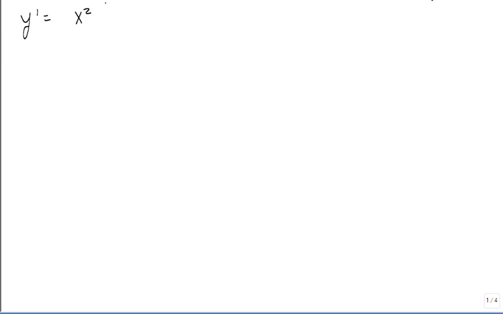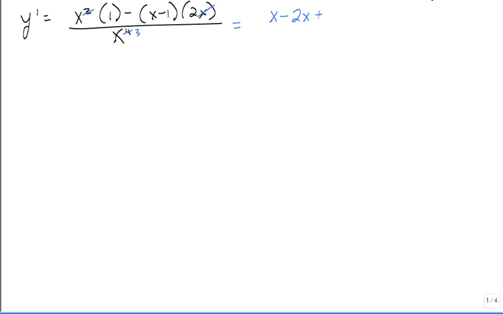I have to use the quotient rule. It's going to get rid of 1, that's going to get rid of that, and that's going to get rid of that. So that's going to be x minus 2x plus 2 over x cubed, which is 2 minus x over x cubed. So x equals 2 is a critical point. 0 is not a critical point because it's not in the domain.